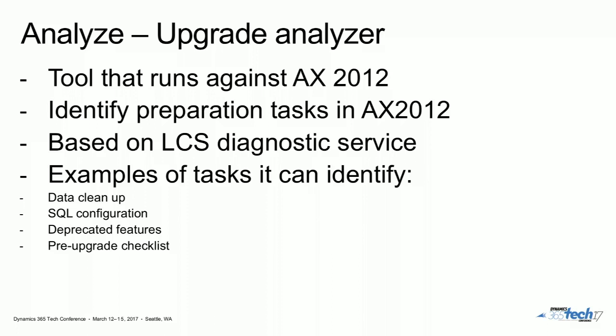So some of the types of things it can do: data cleanup. It will look and see where you can reduce the size of your database. SQL configuration, because we know that you're leaving the 2012 environment behind, probably by this point. But some of the last things you have to do involve fairly hefty database operations, like copying the whole thing out to another environment. So it's good for us to check the configuration to make sure it's optimal. Deprecated features, where we can see from the database that you're using something in AX 2012 that doesn't exist in Dynamics 365 for operations.